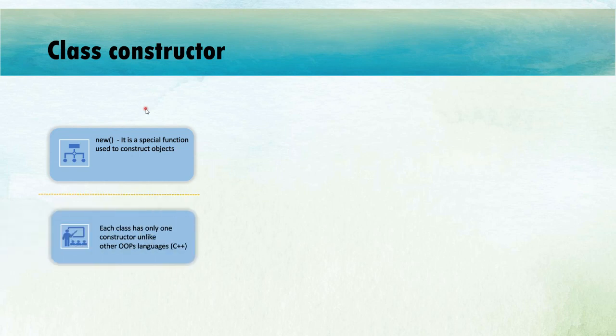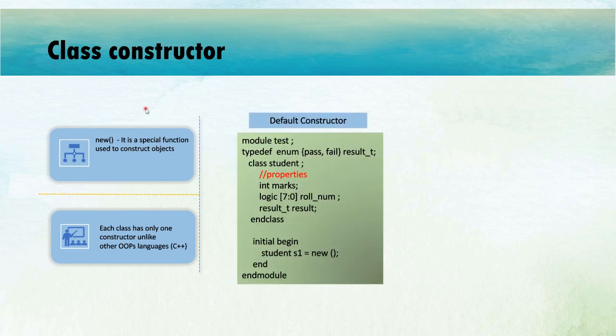In System Verilog, a default new function exists for all classes. That is, the compiler creates a default constructor automatically if we do not provide the definition of this new function explicitly. Now let's understand this with an example. So in this example, I will be using the default constructor.